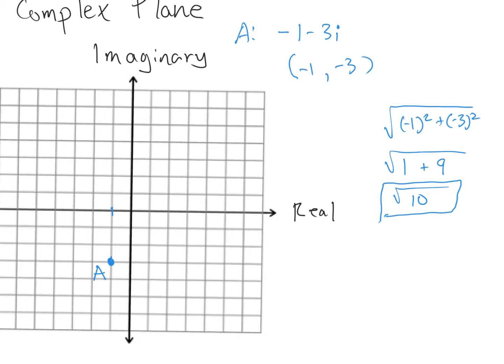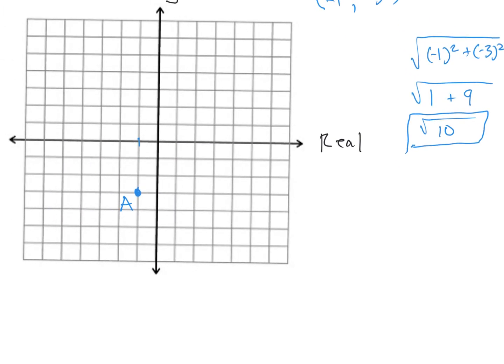Let's try a different one. Let's say we have 5i plus 2. Well, here my 2 is my x because my real number is 2. So my coordinates are actually 2, comma 5, because 5, my imaginary, is my y. So to graph this, I go over 2, up 5: 1, 2, 3, 4, 5. I'll call this one B. And this will be B.